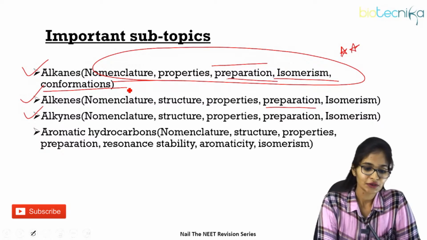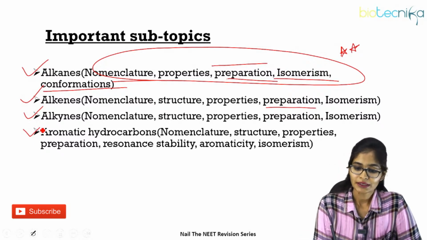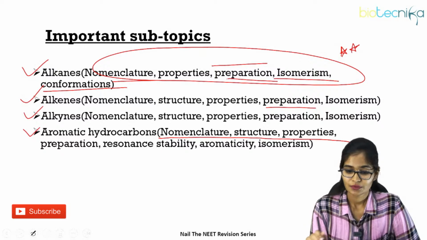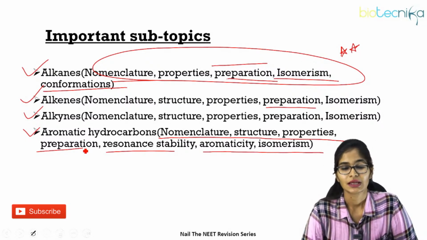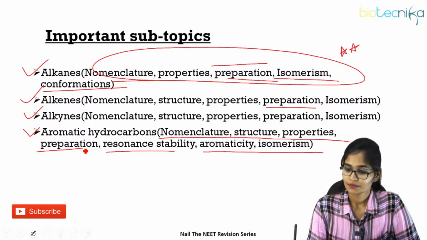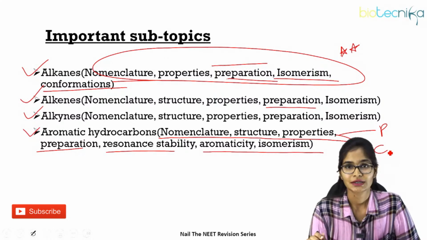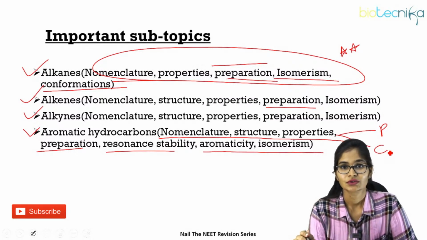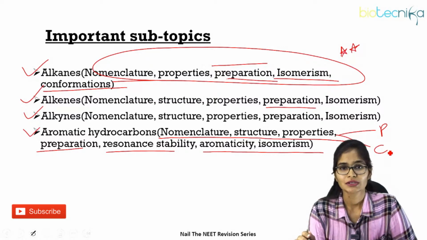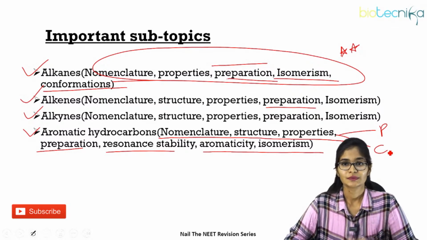All right. Now, coming to the aromatic hydrocarbon chapter, which I am going to deal with today. In aromatic hydrocarbons you have nomenclature, structure, properties, resonance stability, aromaticity, isomerism, and preparation, and specifically the properties, whether chemical or physical, and specifically the chemical properties, where the electrophilic substitution reactions come in. If you refer to the PYQs of NEET chemistry, you can have many questions on these electrophilic substitution reactions, along with the aromaticity concepts, right?